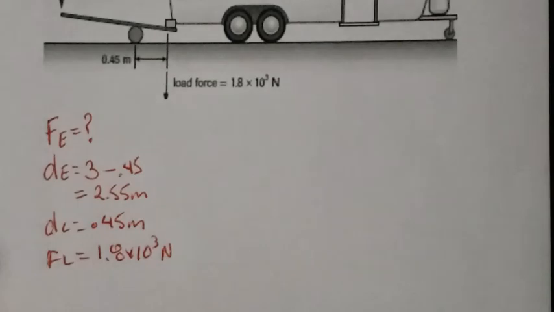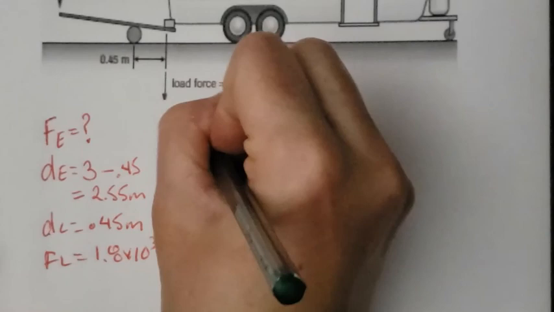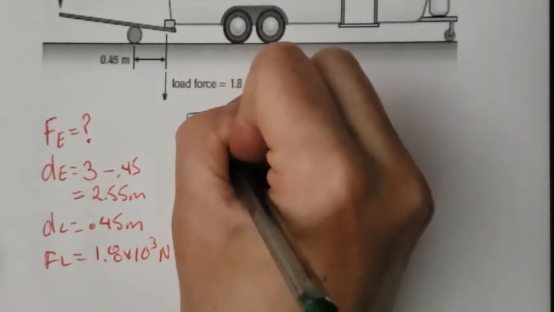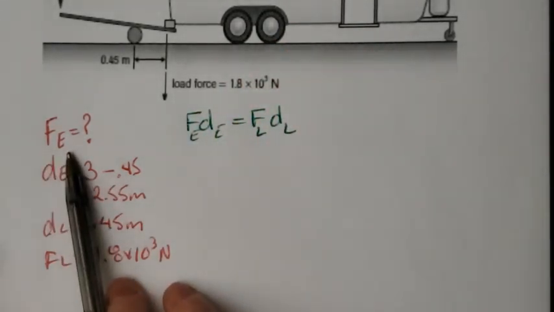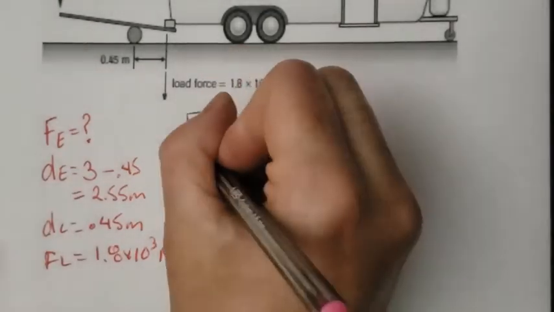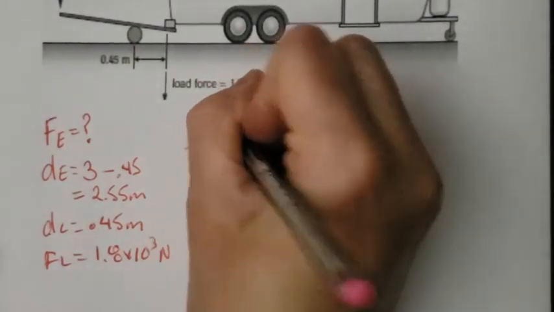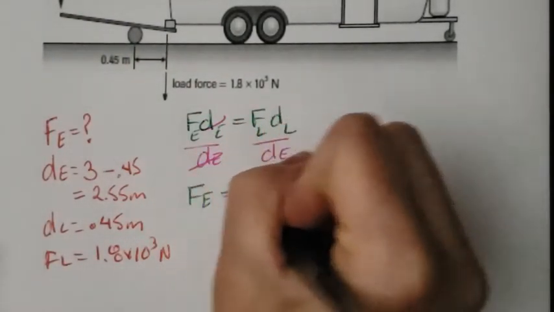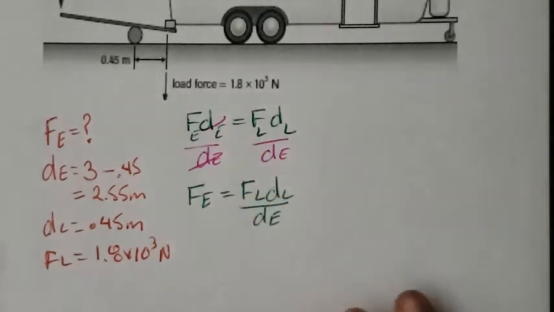Well, my formula is basically torque is equal to torque. So torque is force times distance is equal to force times distance. We put effort on one side, load on the other side. I'm trying to get the force of the effort all by itself, so I need to move this D. To do that, I'm simply just going to divide both sides by D. Distance of the effort, distance of the effort. That cancels out. And I'm left with force of the effort is equal to force of the load, distance of the load, divided by distance of the effort.